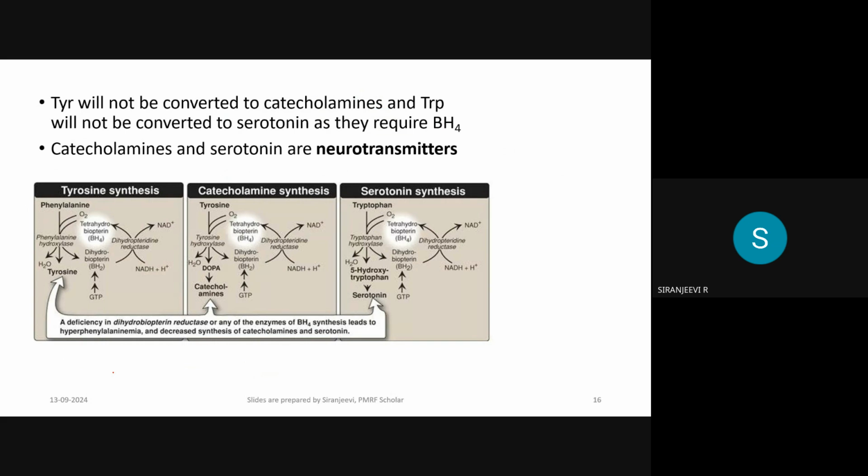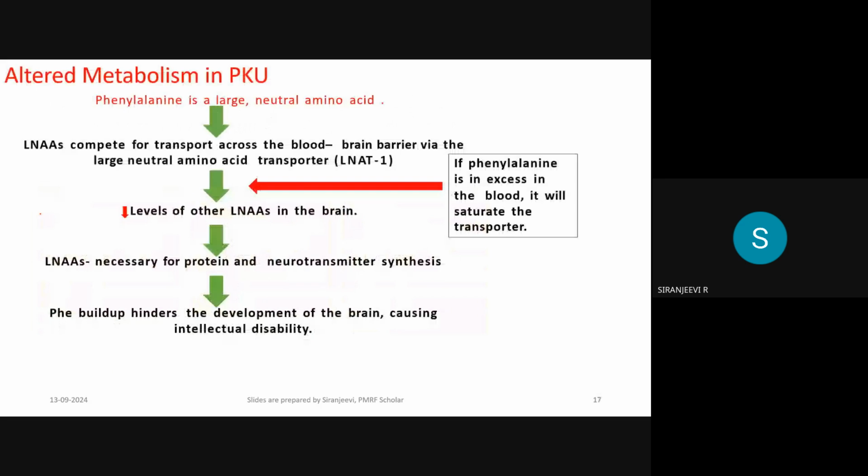And then this high level of phenylalanine will go into the brain and then that will not allow any other aromatic amino acids to enter, such as tryptophan. So that leads to reduced levels of serotonin and that leads to mental retardation.